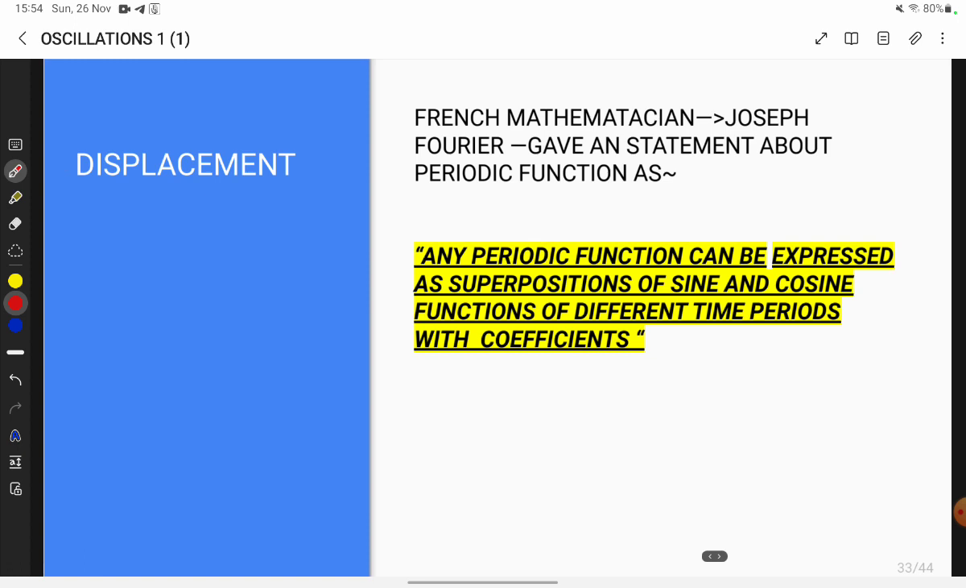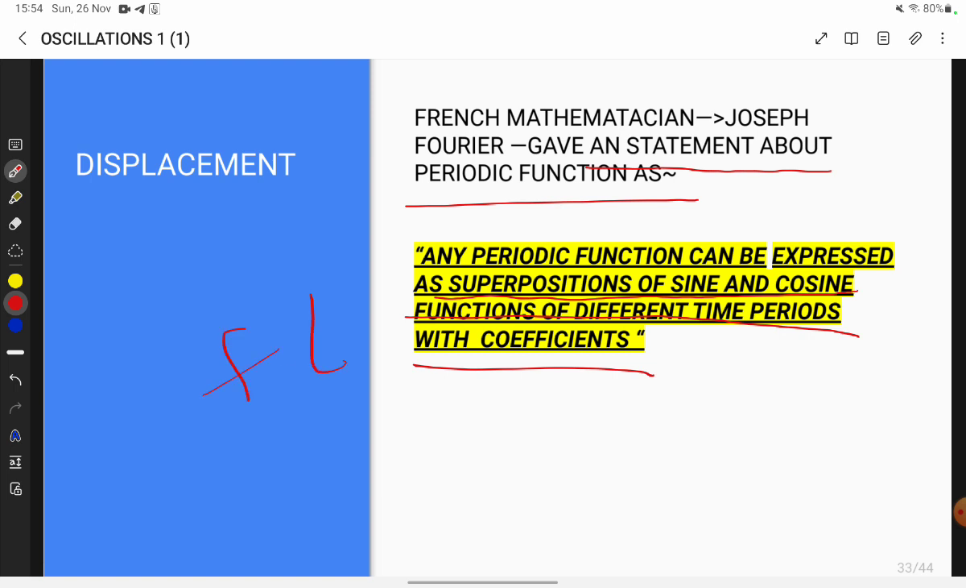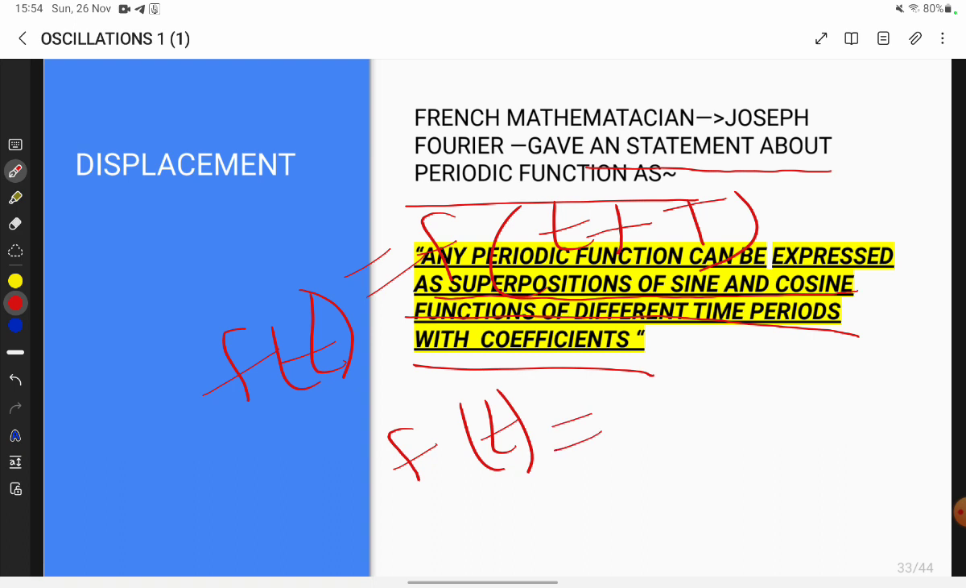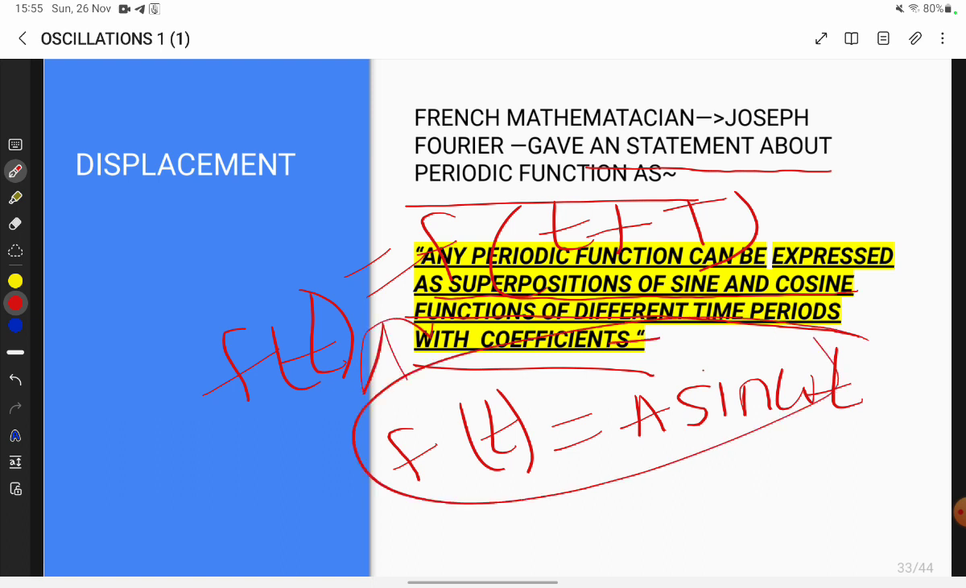French mathematician Joseph Fourier gave a statement about periodic functions: any periodic function can be expressed as a superposition of sine and cosine functions of different time periods with coefficients. Any periodic function can be expressed as f of t equal to f of (t plus T). So this can be expressed as f of t equal to A sin omega t. From this only it is derived. So these will not be asked in NEET, but just remember.